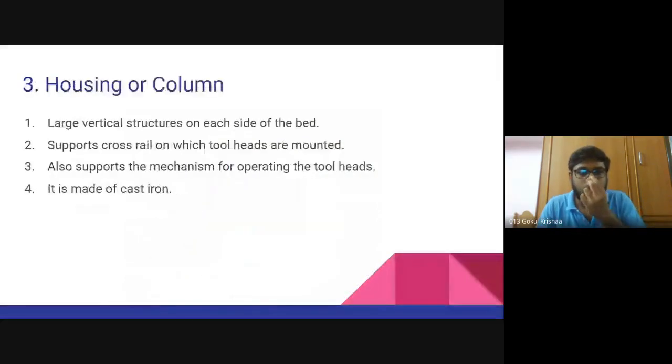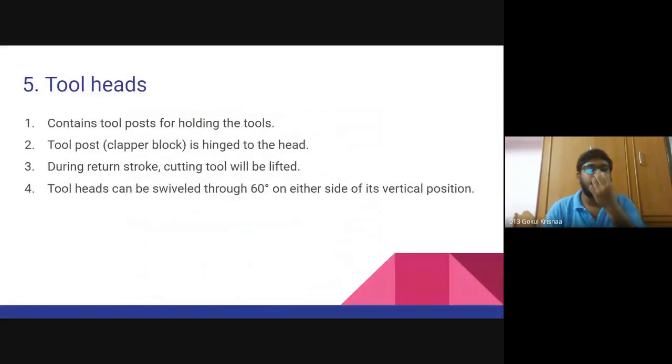Now let's see about the tool head. This actually contains the tool post for holding the tools. The tool post is hinged to the head, and also during the return stroke of the table the cutting tool will be lifted. This lifting is helped by the tool heads. Tool heads can be swiveled through 60 degrees on either side of the vertical position.